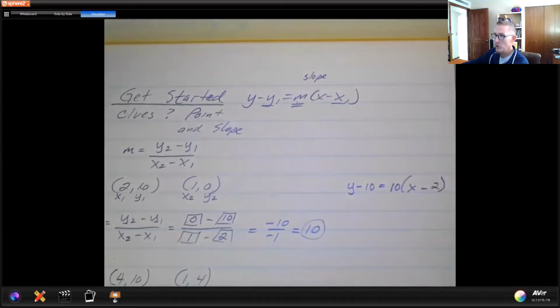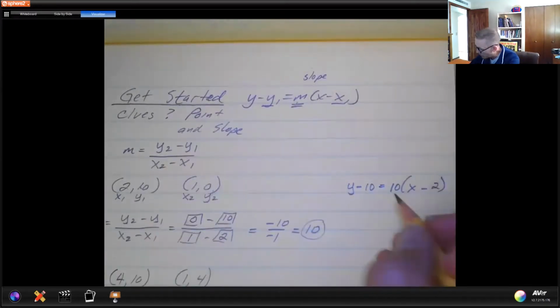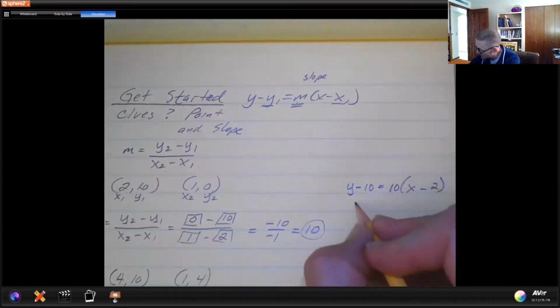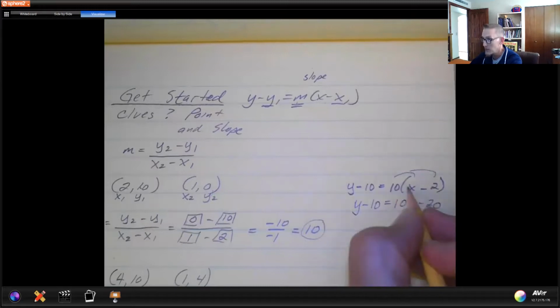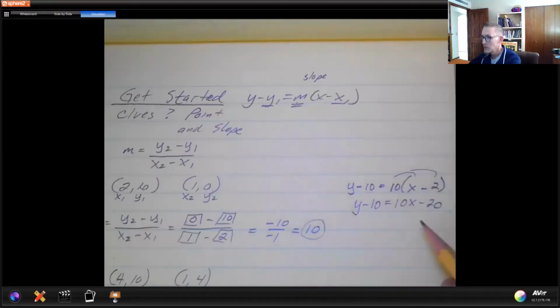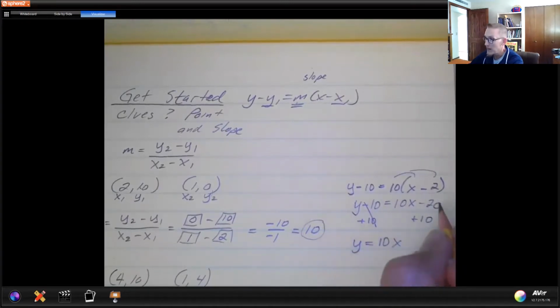So you find the slope, and then we take the slope and plug it in, and we plug in the point. Now we're going back to just getting our y alone. So let's distribute. It's y minus 10 equals 10x minus 20. Again, 10 times x is 10x, and 10 times negative 2 is negative 20. To get y alone, I'll undo the minus 10 with a plus 10. Those cancel out, and I'm left with 10x, and a negative 20 and a positive 10 makes negative 10.